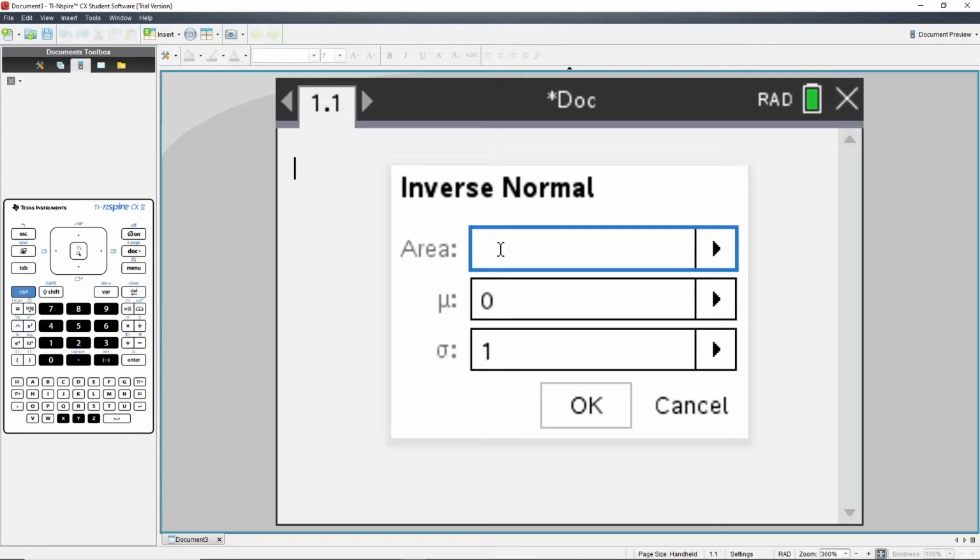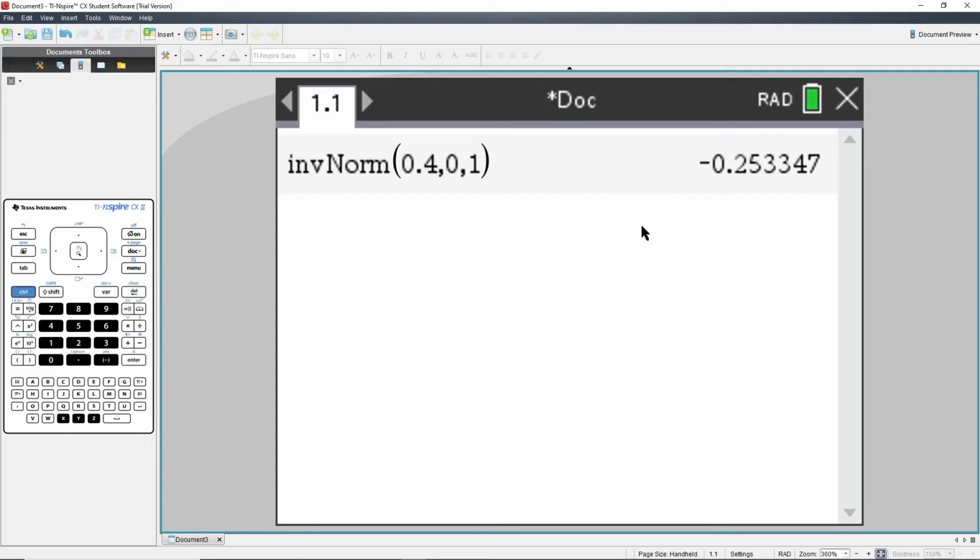But let's say we want to look at 0.4, and it has to be entered as a decimal, not a percent. So make sure it's a decimal, and we'll be able to see what the z-score of this is. Okay, we have negative 0.253347, and let's go look at a visual example of this.